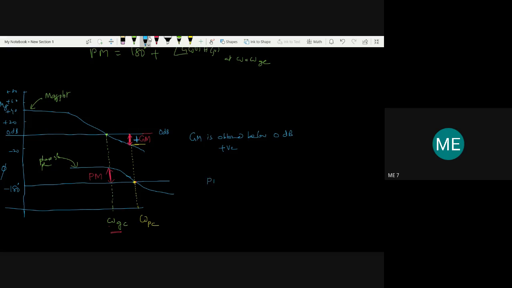Similarly, if PM is obtained above the 180-degree line, that is also called a positive phase margin. And this is going to be a positive gain margin. So if you look at this diagram, both are positive, then we can say the system is stable in nature.